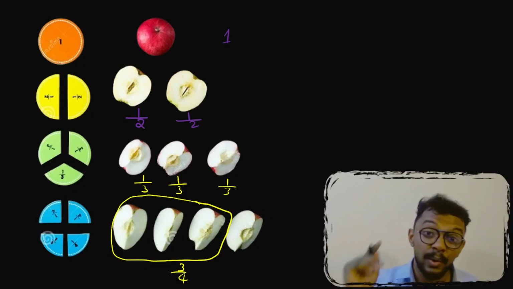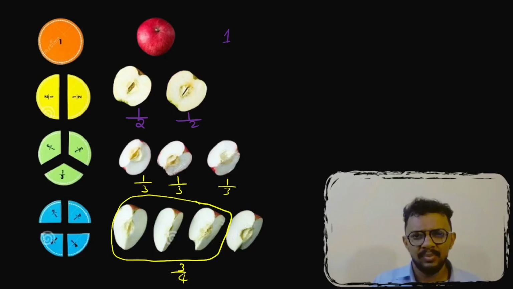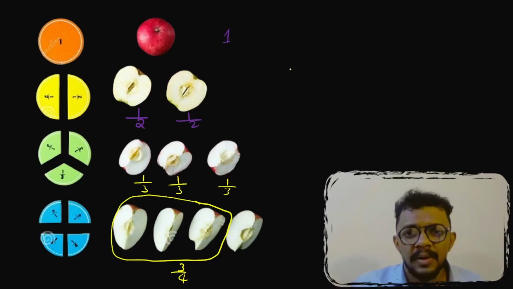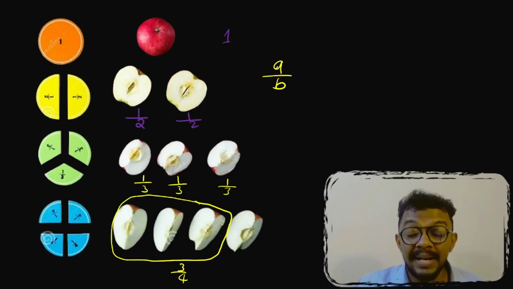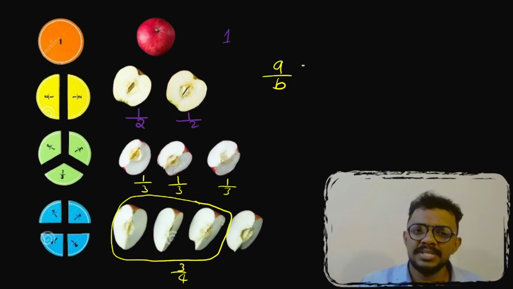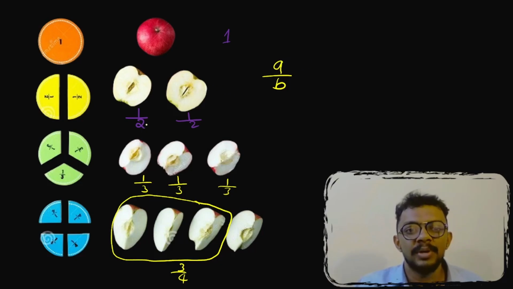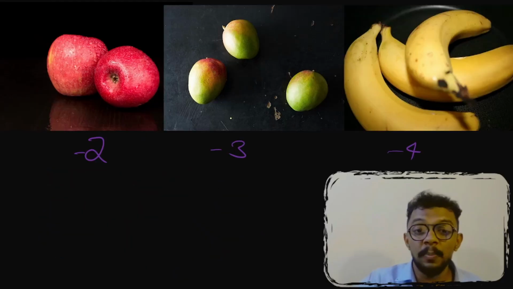But these are all proper fractions. What is a proper fraction actually? Proper fraction means something like A by B, where B is bigger than A. Denominator is bigger than numerator is called a proper fraction. Something like 1 by 2. Look, 2 is bigger than 1. 1 by 3. 3 is bigger than 1. Denominator is bigger. That's called a proper fraction.